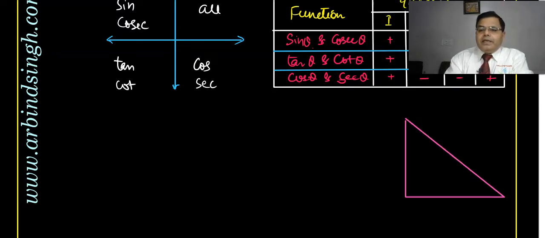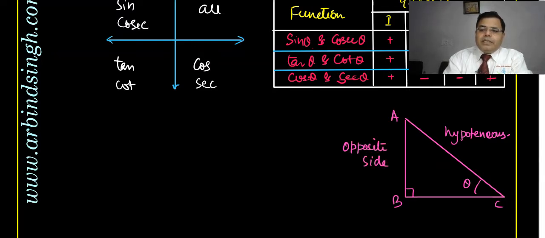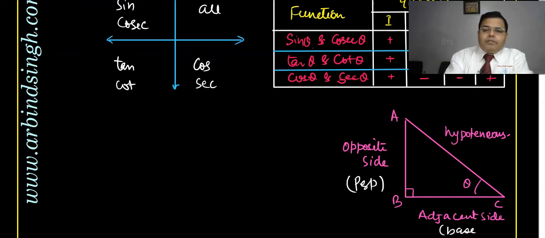This one is a right angle triangle, and everybody knows this. Here ABC is a right angle triangle, where this is the right angle, and the side opposite the right angle is called the hypotenuse, right? And if this is theta, then the side opposite to that is called the opposite side. The rest of the side is called the adjacent side. Popularly, the opposite side is also called the perpendicular, and this one is called the base. So perpendicular, base, and hypotenuse.